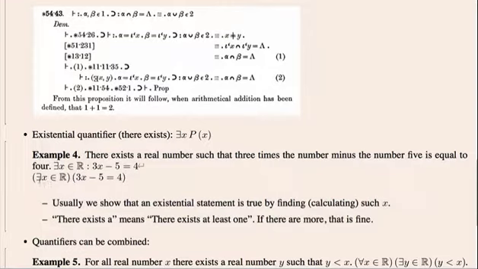In fact, in some cases, there might be several x's. So there exists a really means that there exists at least one. So if there are more than one, that's also fine. That makes the statement also true.